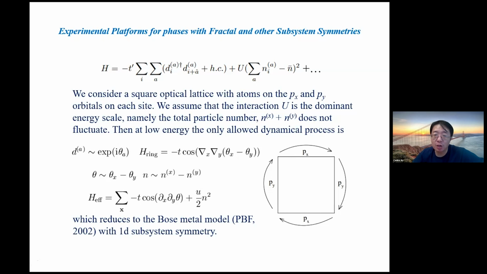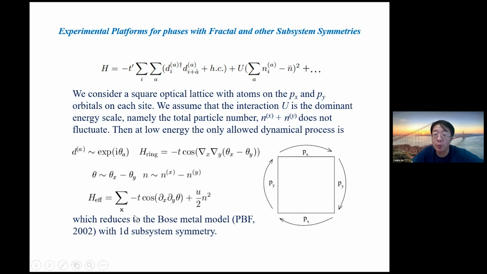If I write the ring exchange in terms of the phase degree of freedom of the creation and annihilation operators of the boson, we can always write the creation or annihilation operator of a boson approximately as e to the i theta. Then this ring exchange can be written like this. Now suppose I redefine theta x minus theta y equals theta, and redefine nx minus ny, divided by 2, equals n. Then we can write down a low energy effective Hamiltonian.